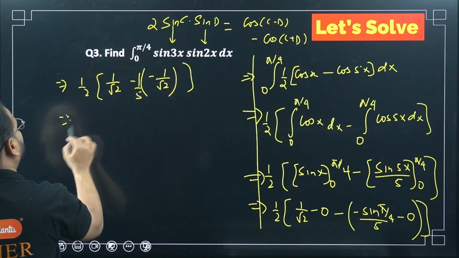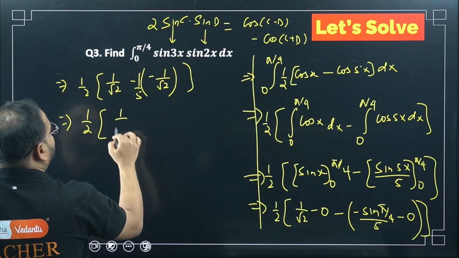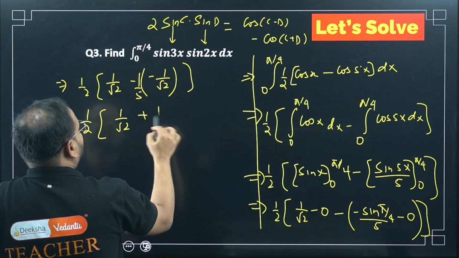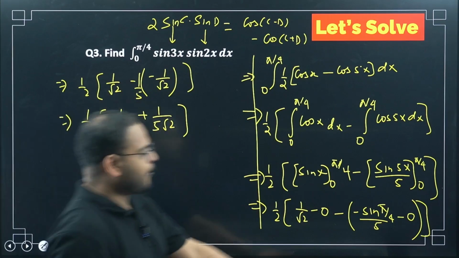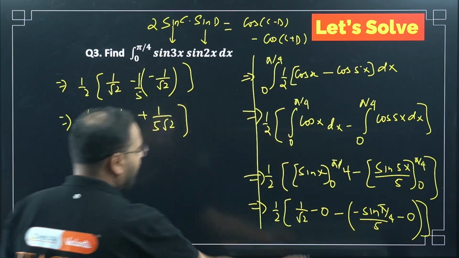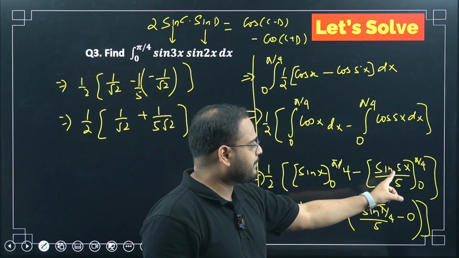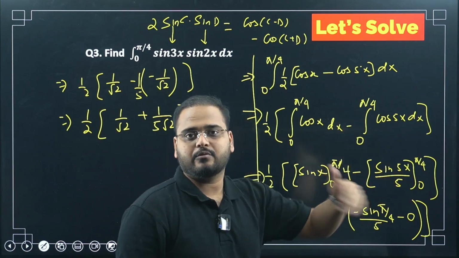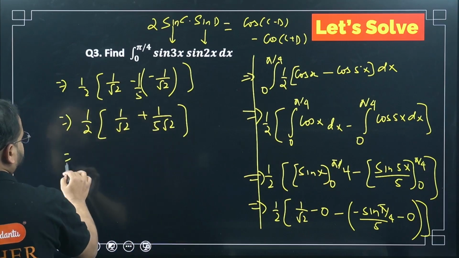Let's have a look. 1 by 2, 1 by root 2 plus 1 upon 5 root 2, right? Yes, I have understood this. This is my upper limit part, this is my lower limit part. How did I get this minus sign? I explained, we use the quadrant rule. Pi plus pi by 4, 5 pi by 4, is in the third quadrant. Sign is negative in the third quadrant.